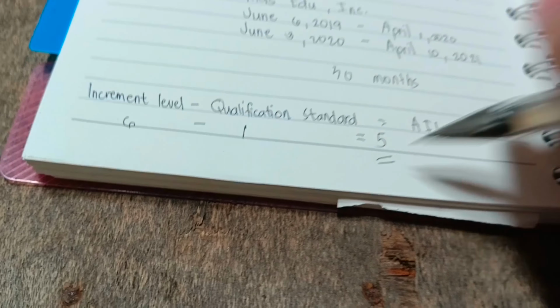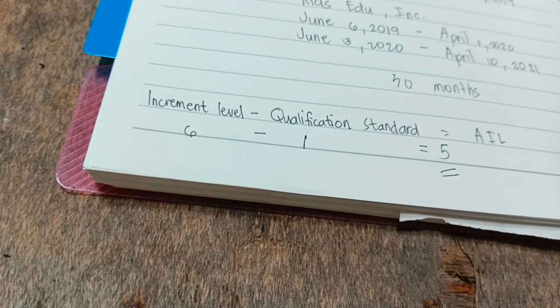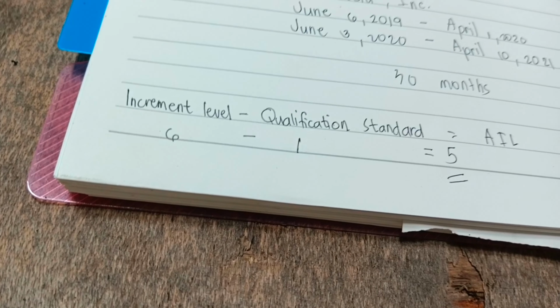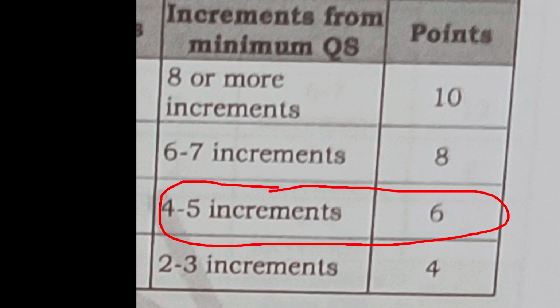Now let's go back to the weight allocation table. Let's find out what's the equivalent point for the actual increment level 5. So if you see here, 4 to 5 increments, that's equivalent to 6 points. Therefore, the experience of teacher B, which is a total of 30 months, will earn a total of 6 points in the ranking using the new DepEd ranking guidelines.